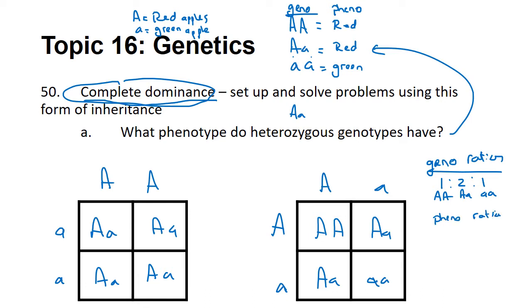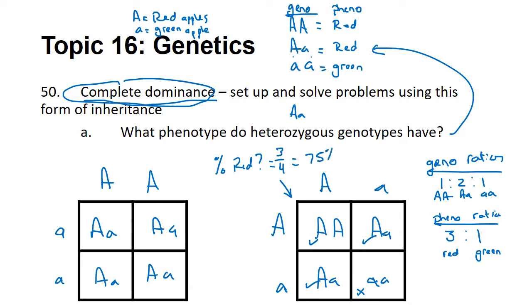And this is what the physical appearance looks like. So we're looking at a ratio of that. Well, 3 of them are going to look red, and only 1 of them is going to look green. So that would be red to green. And that's kind of what you do for genotypic ratios. I might say, what's the percentage of the children that are born red? Well, if that's the question, then you look at your square and you say, okay, this is red, this is red, this is red, this is not red. So that's 3 out of 4, which is 75%.